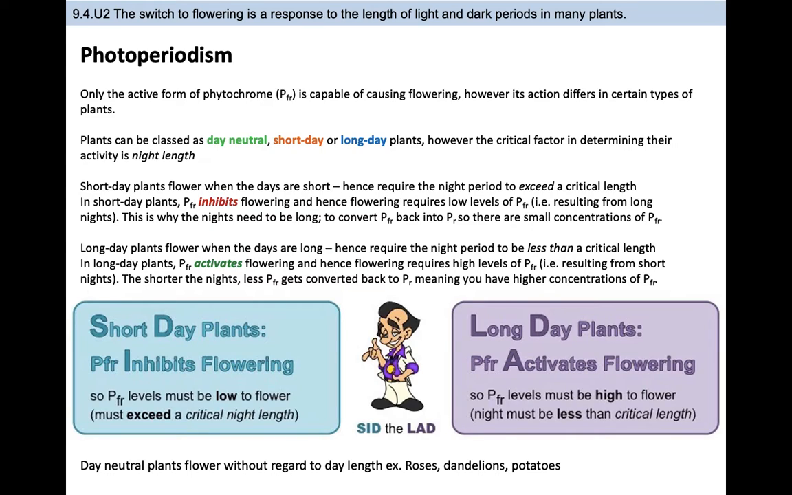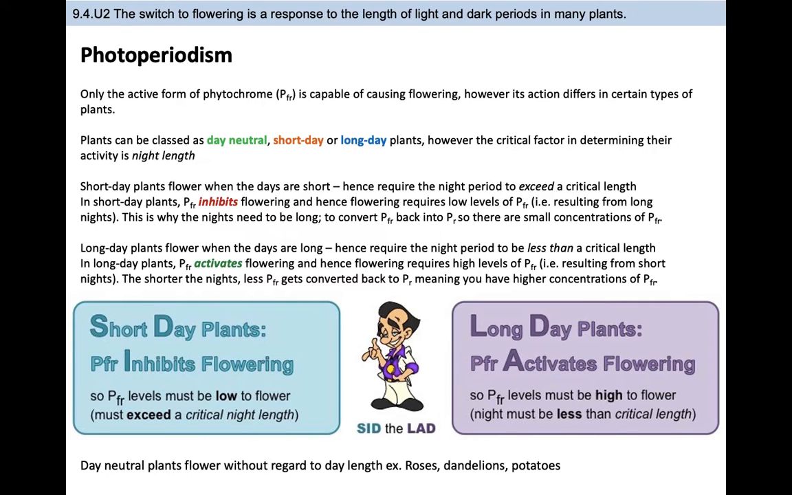And remember that normally in the daytime, phytochrome red gets converted into far red. So with shorter days, we're not going to be producing a lot of far red. And with longer nights, we're converting it back into phytochrome red. So the more phytochrome red there is, the more flowering there will be.